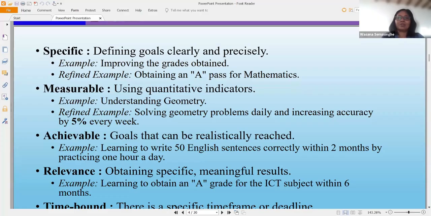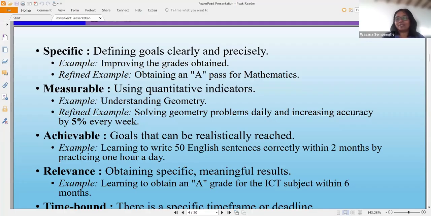Okay. Then the next one, measurable. Using quantitative indicators. You should be able to show it. Measurable. You should be able to measure it. As an example, understanding geometry. You write it as a goal. Can you estimate that? Can you measure it? No. So we can refine this example. Solving geometry problems daily, how often? Daily, and increasing accuracy by 50% every week. So we can measure it, whether we have achieved the target.